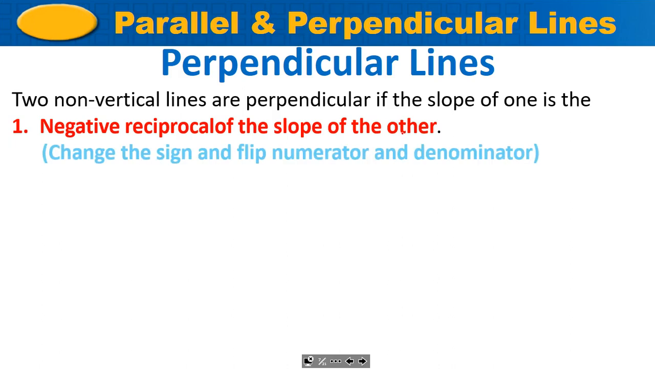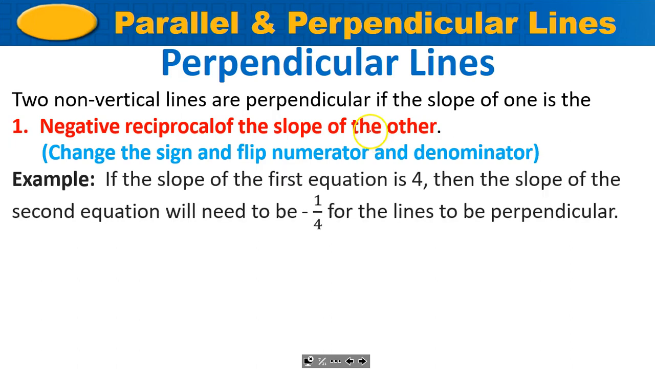And also, that means we're going to change the sign and flip the numerator and denominator. So when we say negative, that means we're changing the sign. When we say reciprocal, that means that we are flipping the numerator and denominator. An example of this would be if the slope of one of the lines is 4, and the slope of the second would be negative 1/4. Remember that 4 is 4 over 1, so if we flip that, it's going to become 1/4. And obviously, if it was positive, it now becomes negative.